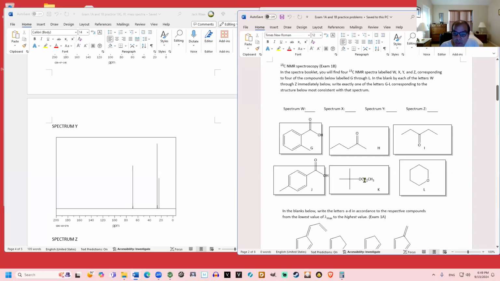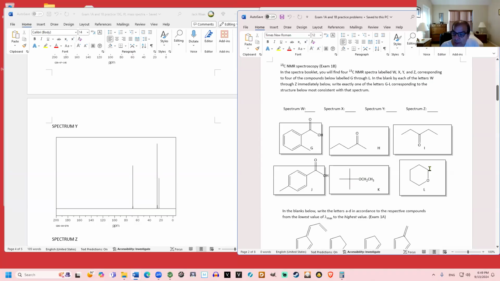K has 1, 2, 3, 4 types of carbon. The methyl groups are all the same. The central quaternary carbon is another type. The CH2 is another type, and the methyl group is another type. This methyl group is different from the methyl groups on the tert-butyl group. Whereas on L, how many types of carbon do we have?